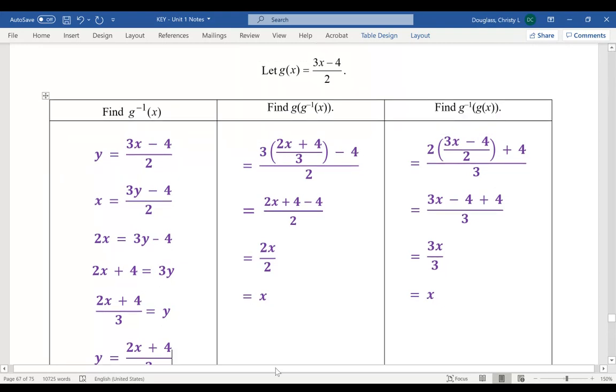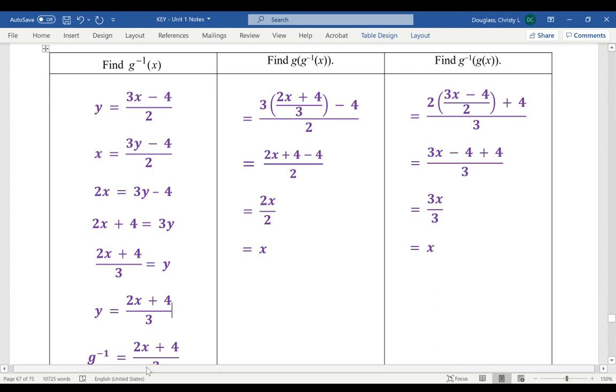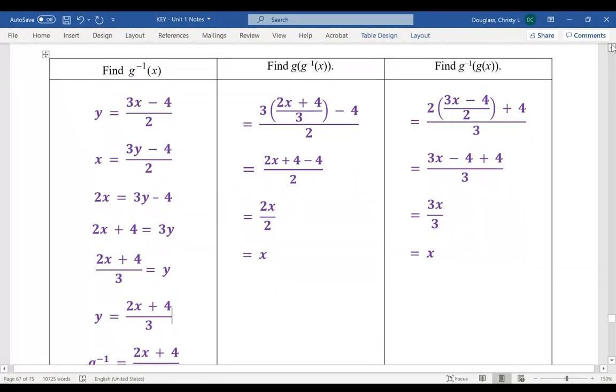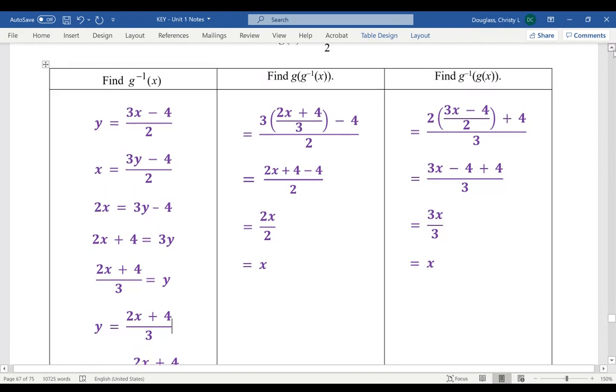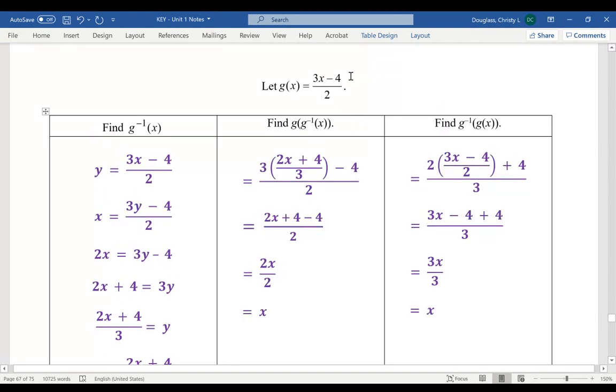In the next column, we're going to do something very interesting. We're going to find g of g inverse of x. That means we're taking our original function g, and wherever x is, we're going to put the inverse, g inverse of x. Remember, the inverse was 2x plus 4 divided by 3. So I've taken that quantity and substituted it back into my original g of x in place of x.